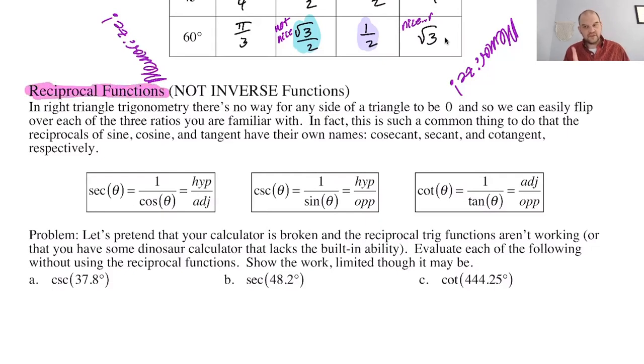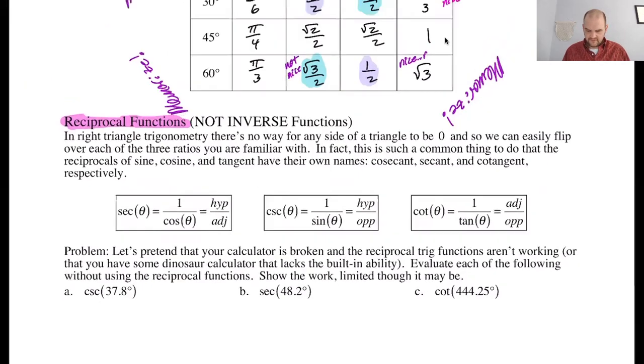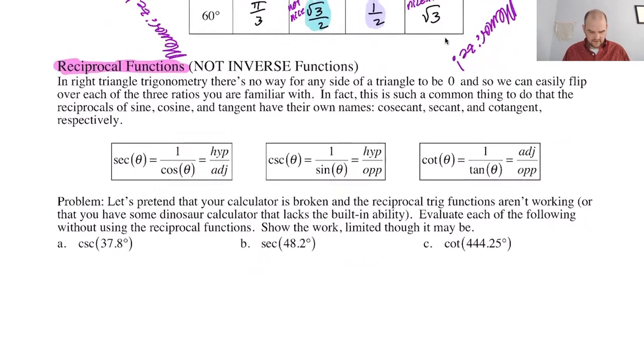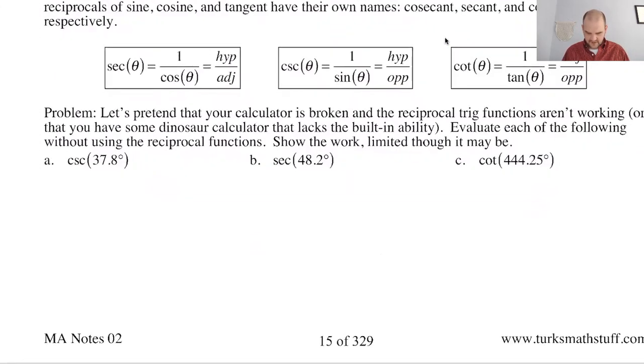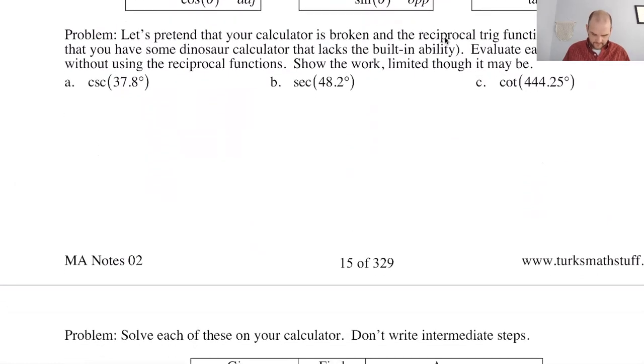So what's a little confusing is the following. I don't really have any room for it, so I'm going to do it down here. Sine to the negative first of x is inverse sine, not the reciprocal of sine.